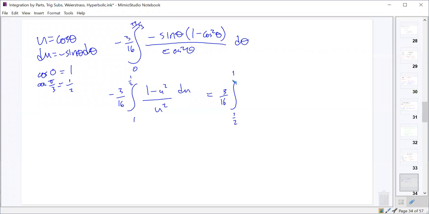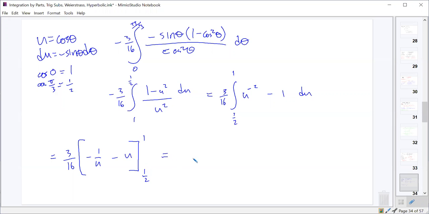Yeah, we can separate it if we want. 1 over u squared, right? That's u to the -2 minus 1. I mean, we don't have to write it as two different ones, but if you want to, 1 over u squared minus u squared over u squared. And what does that integral become? The integral of u to the -2 is what? Should just be -1 over u. And then the integral of -1 should just be minus u. And we'll do that from 1/2 to 1.